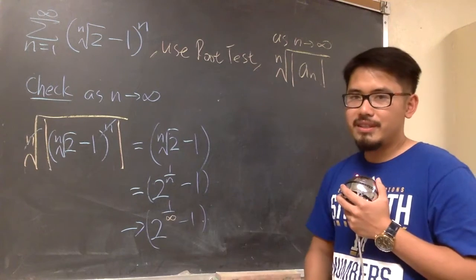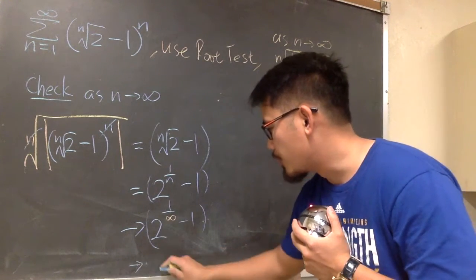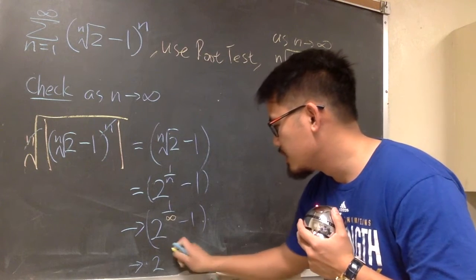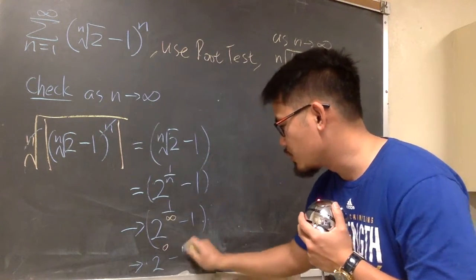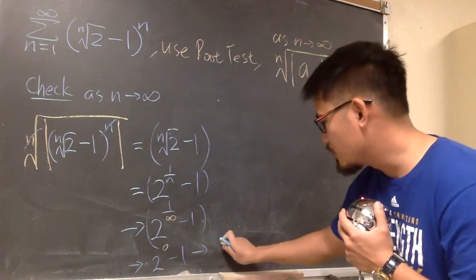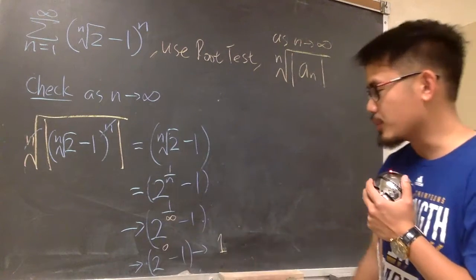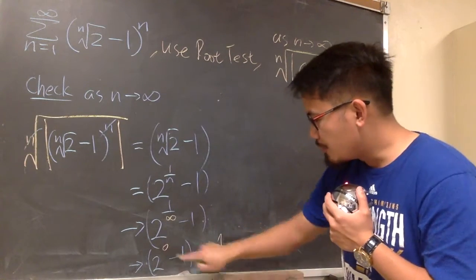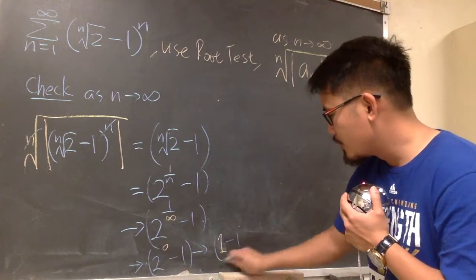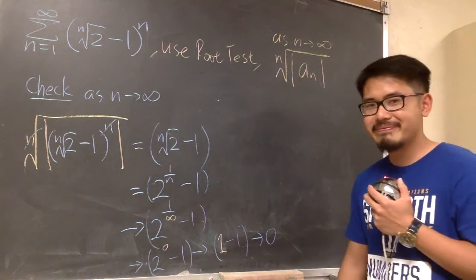1 over infinity is what? It's 0. So this is approaching 2 to the 0 power, and then minus 1. What's 2 to the 0 power? Well, that is 1. So once again, let me just put a parentheses along the way. 2 to the 0 power is 1, and then minus 1. What's 1 minus 1? Now, of course, it approaches 0.